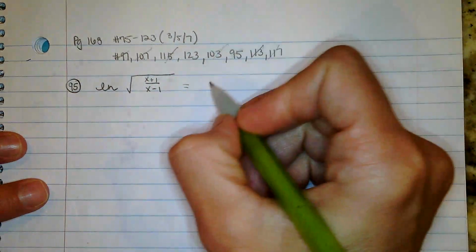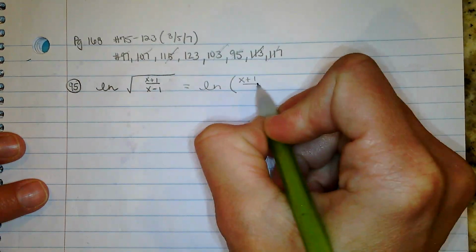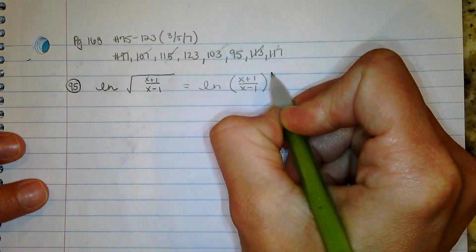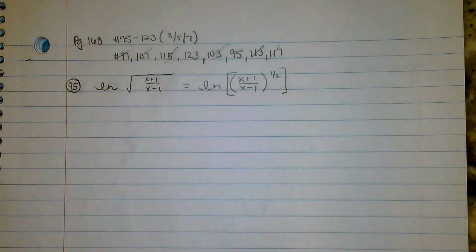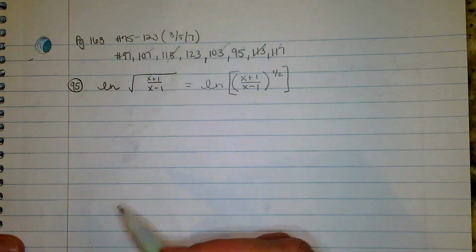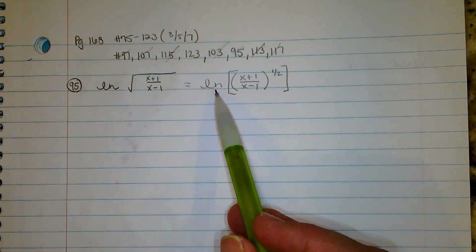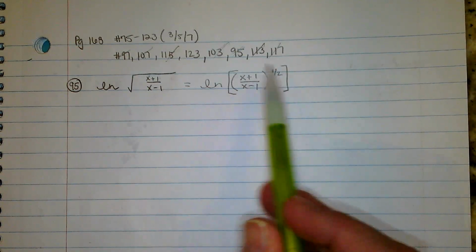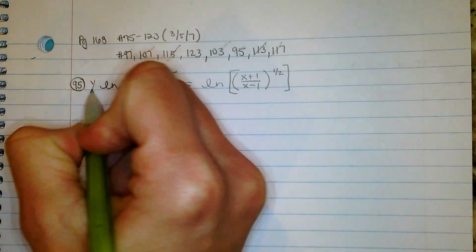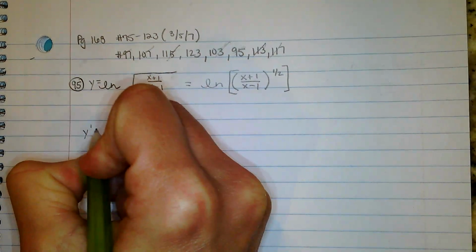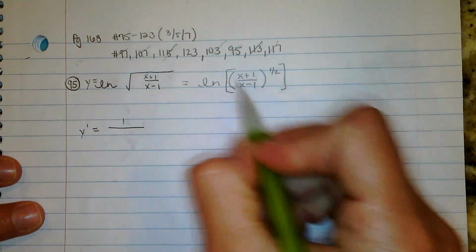The first thing I would probably do would be to change this to the 1/2 power. And then, starting outside looking in, the derivative of a natural log function is just 1 over this. So I can't remember, 95 was y equals. So we're going to say y prime starts with 1 over this nonsense.